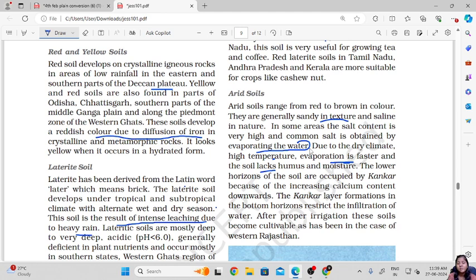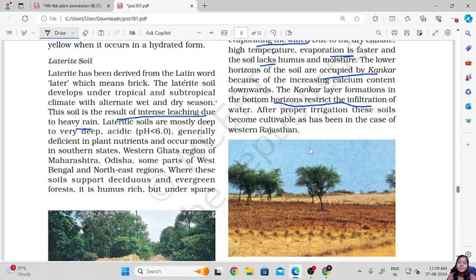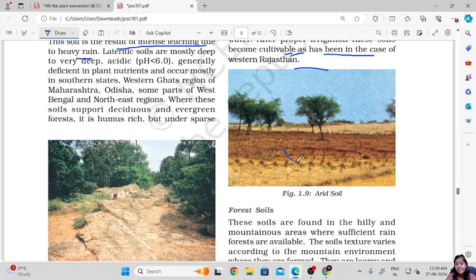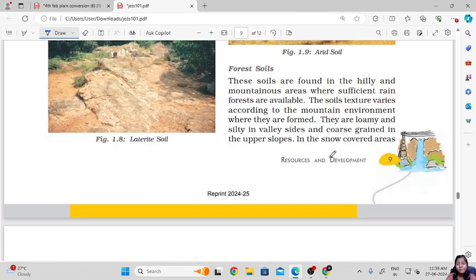The lower horizons of the soil are occupied by kankar because of the increasing calcium content downwards. Okay, so the kankar layer formation in the bottom horizon restricts the infiltration of water, and after proper irrigation this soil becomes cultivable, as has been the case in western Rajasthan. So we can see the arid soil over here. Okay, then we'll move to the forest soils.